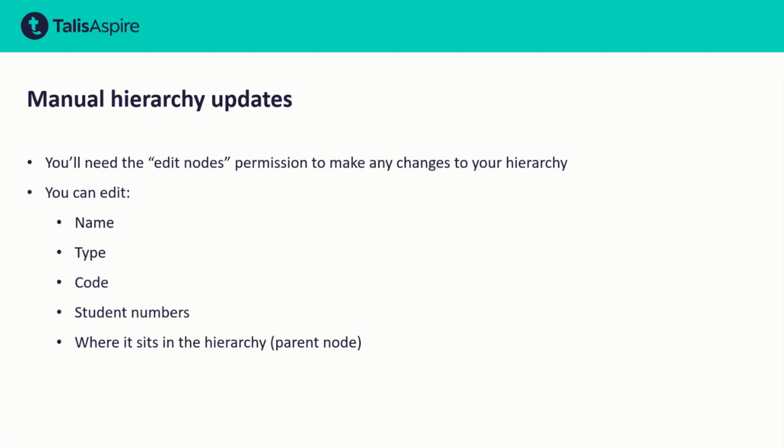And with that permission, you can edit the node name, the node type, and as I've already mentioned, there's a specific list of node types that you will have to choose from. It's things like course, module, field, school, that sort of thing. You'll be able to update student numbers, and you will also be able to update where that node sits in the hierarchy, and you'll do that by amending the parent node attached.